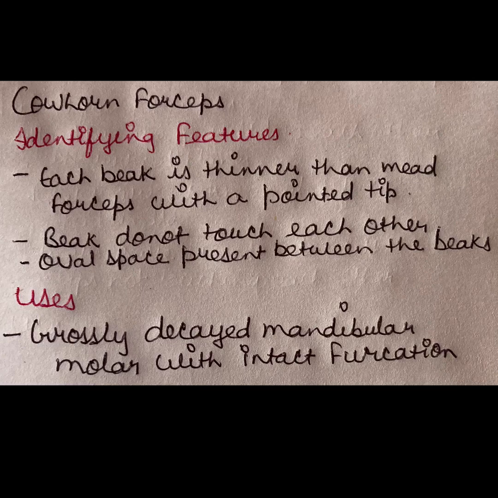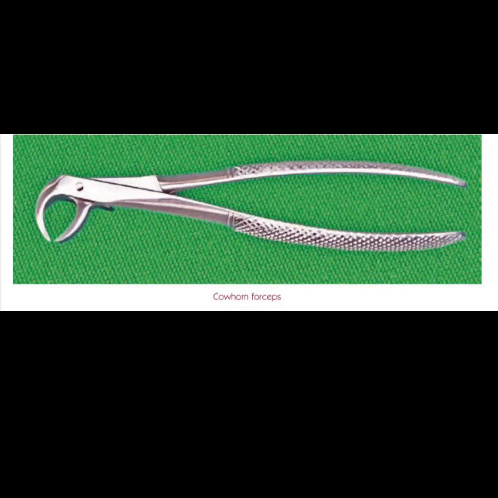Cowhorn forceps. How will you identify? In this, you will find that each beak is thinner than molar forceps with a pointed tip, and an oval space is present between the beaks. Beaks do not touch each other. They are used for the extraction of grossly decayed mandibular molar with intact furcation. You can easily appreciate the oval space and the pointed tip. Movement given is buccal along with lingual.